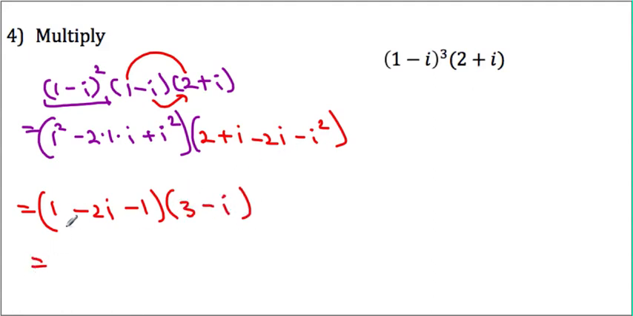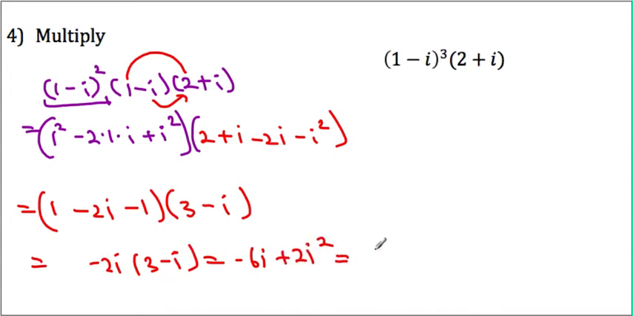Then our final answer before the final answer becomes, here we get negative 2i because those two cancel out, and 3 minus i. Then our final answer is negative 6i, and then negative, negative becomes positive 2i squared. In other words, negative 6i minus 2. That becomes our answer.